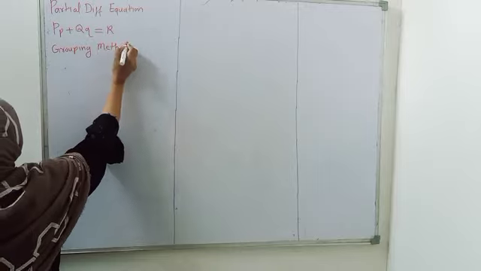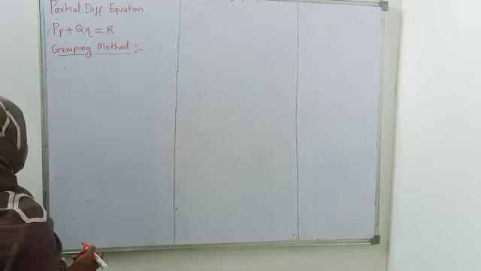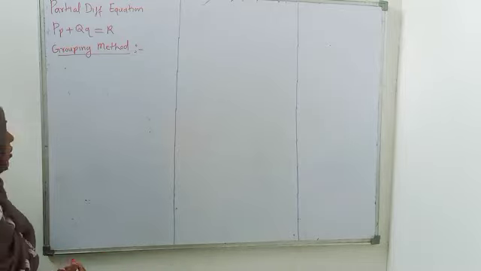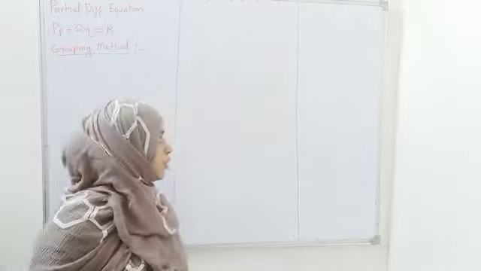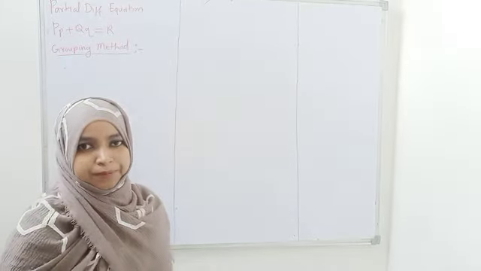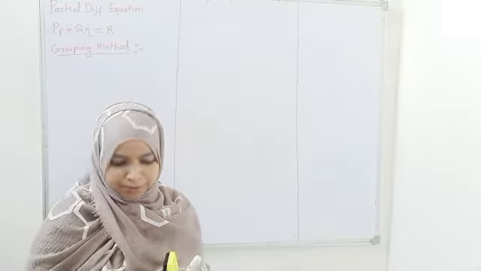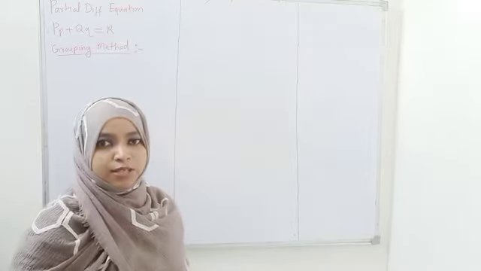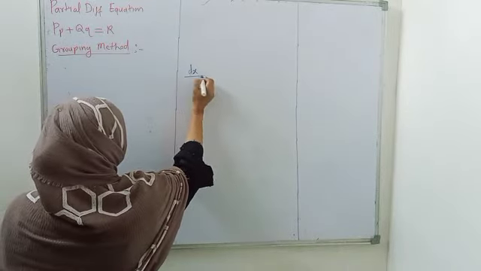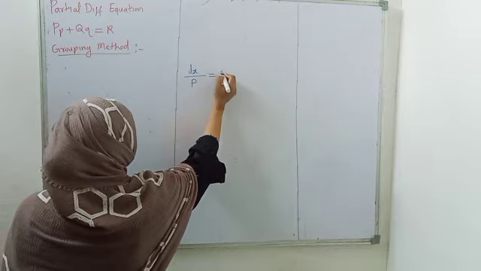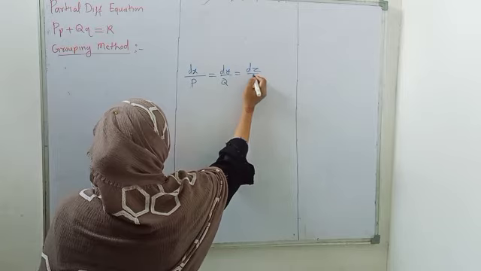First of all, we have to discuss what it is. What is meant by grouping method? In this method, we have to consider two ratios from the auxiliary equation such that the third variable is absent or we can cancel it out easily. Let us suppose the auxiliary equation is dx upon P is equal to dy upon Q is equal to dz upon R. This is the auxiliary equation.